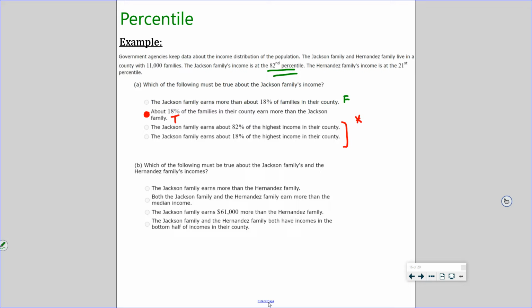Let me write this down. Percentile does not tell us value. In this case, dollar value.